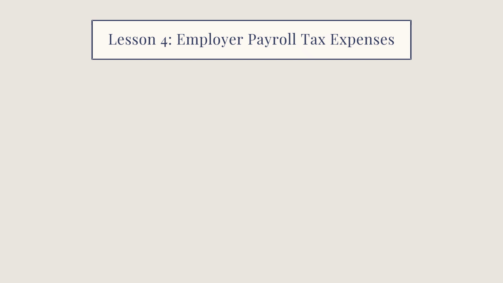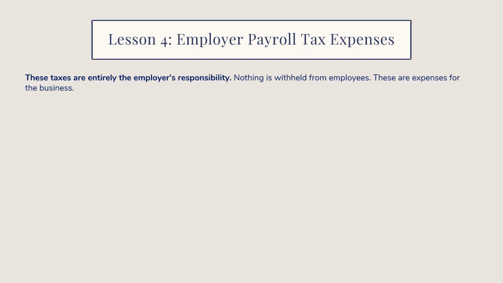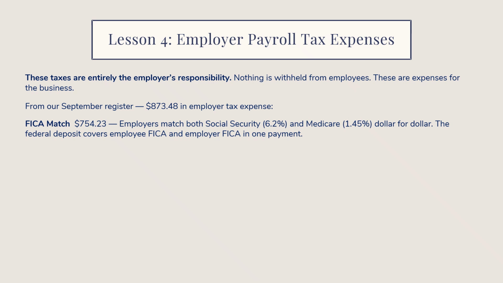Lesson 4, employer payroll tax expenses. These taxes are entirely the employer's responsibility. Nothing is withheld from employees. These are expenses for the business. From our September register, we had a total of $873.48 in employer tax expense. We had the FICA match, which was $754.23. Employers match both Social Security and Medicare dollar for dollar. The federal deposit covers employee FICA and employer FICA in one payment.